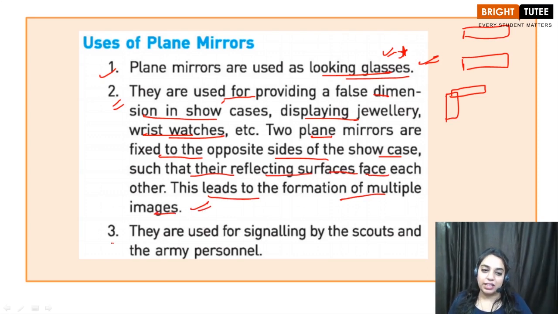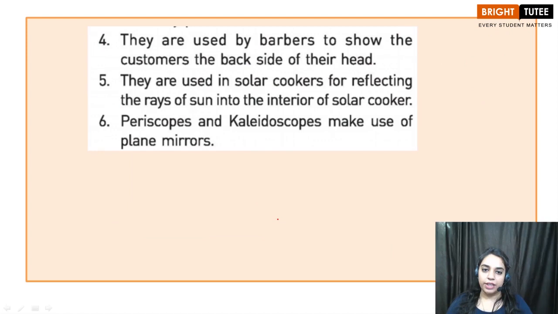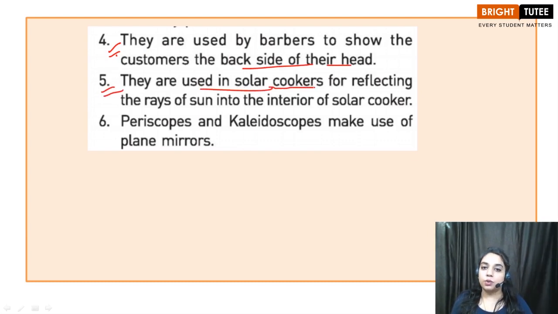Then the next use is, they are used for signaling by scouts and guides and army personnel, because they can reflect light and send signals to their partners. So that is why they are using it for signaling. Next, it is used in barber shops, where customers can see the back of their head, they can see their haircut very nicely if they can see the back side of their head. Next, they are used in solar cookers for reflecting the sun rays into the interior of the solar cooker. Then they are also used in periscopes and kaleidoscopes.